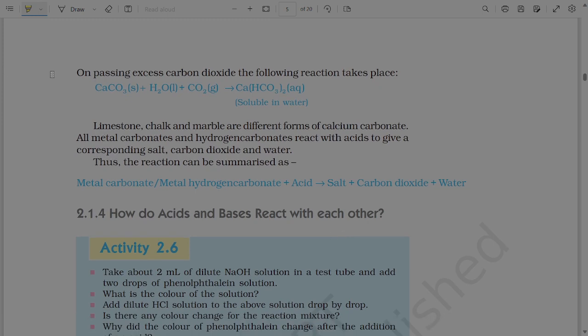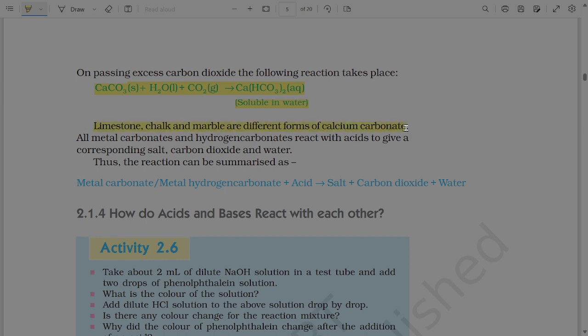On passing excess carbon dioxide, the following reaction takes place. Calcium carbonate, water, and carbon dioxide form calcium hydrogen carbonate. Calcium hydrogen carbonate is a compound which is soluble in water. It is to be noted. Limestone, chalk, and marble are different forms of calcium carbonate.